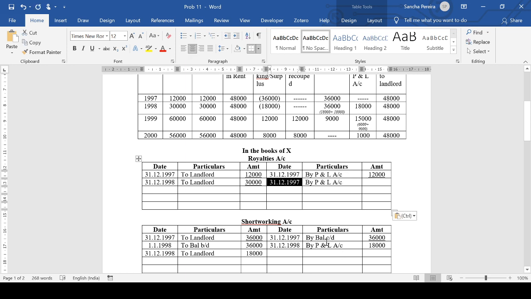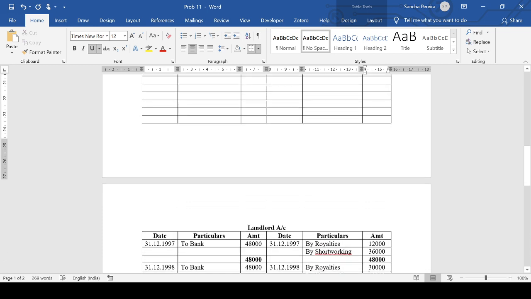So this was an exception here. Normally we have this only in the years, even in the format or the journal entries that I've given you. You normally have this only in the situation where the actual royalty is more than the minimum rent. But this could be a rare example where we have a transfer of the short working to P&L account because of a certain condition. So by P&L account 30,000.